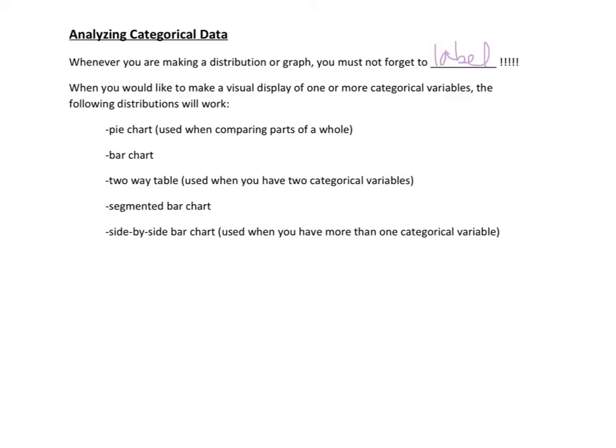And I gave you a list of a few things that you can use to make a display of categorical variables. I will show you all of these five, and you'll see examples of all of them in the class, but this is a good overview of the things that you can use.